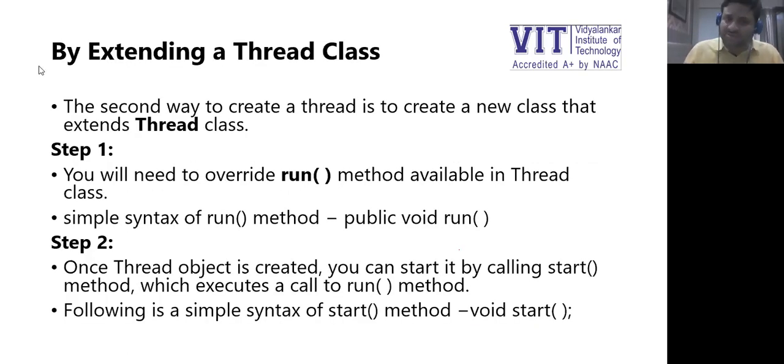Now the second way is pretty simple. You create a class that extends the Thread class and override the run method, and it should be public void run in both cases. Then you simply call the start method, and the activation of the thread starts. These are the methods using which you can create a thread.